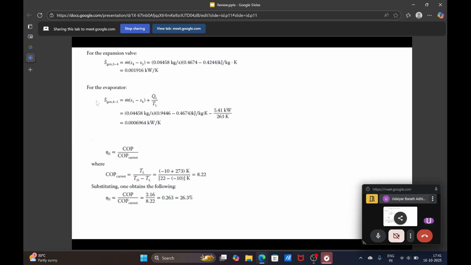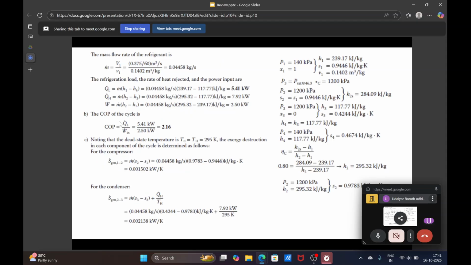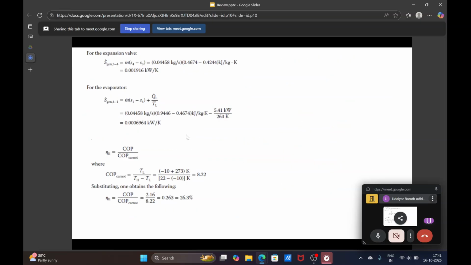So that gives you an entropy generated to be 0.0006964 kilowatt per Kelvin. So now if you compare the COP, the Carnot COP is TL by (TH minus TL), and TL is minus 10 degrees Celsius, which is the room temperature, and TH is your ambient temperature. So substituting the values, you get COP of Carnot to be 8.22, but what we see is our COP is 2.16. So if you see the ratio, which is also the second law efficiency, COP by COP of Carnot, that comes out to be 26.3%.